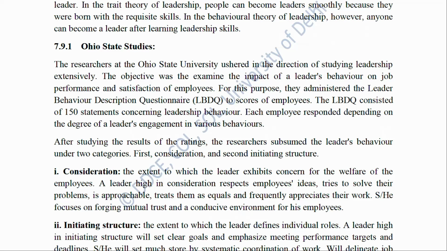After studying the results of the rating, the researchers subsumed the leader's behavior under two categories. First, consideration, and second, initiating structure. First, consideration. The extent to which the leader exhibits concern for the welfare of the employees. A leader high in consideration respects employees' ideas, tries to solve their problems, is approachable, treats them as equals, and frequently appreciates their work. He or she focuses on forging mutual trust and a conducive environment for his employees.